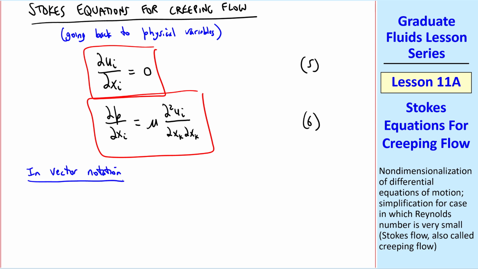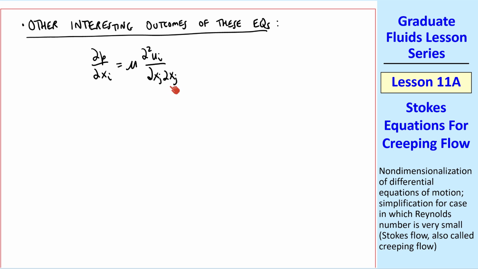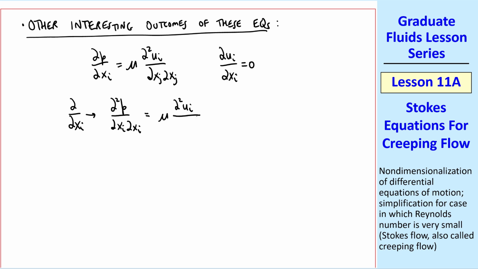As a quick review, in vector notation, continuity becomes del dot u equals 0, and Navier-Stokes becomes del of p equals mu times the Laplacian of vector u. Finally, let's look at some other interesting outcomes of these equations, which I rewrite here, using j instead of k as the dummy variable for the Navier-Stokes equation, and we have continuity as well. What happens if we take ∂/∂xi of the Navier-Stokes equation? Well, we get ∂²p/∂xi∂xi equals mu ∂²ui/∂xi∂xj∂xj.